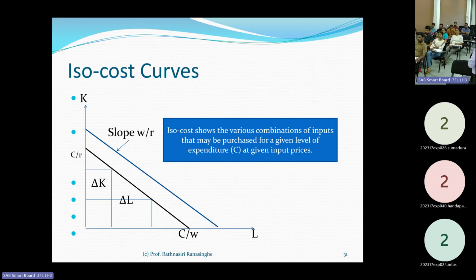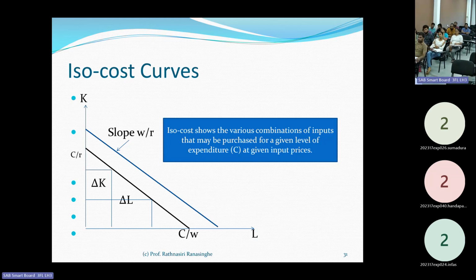So we use the isocost curve. The isocost curve represents the various combinations of inputs, labor and capital, that we purchase for a given level of expenditure. We spend all this expenditure among the two factors of production, based on the factor prices.